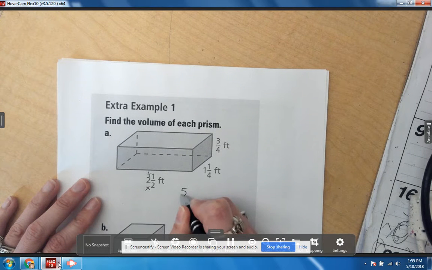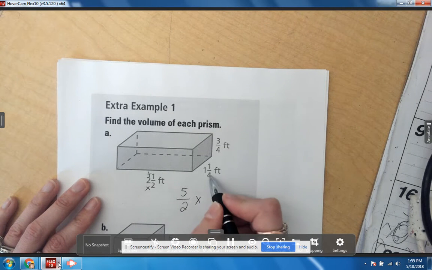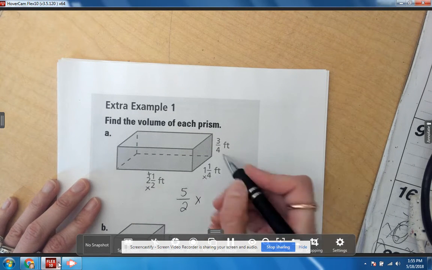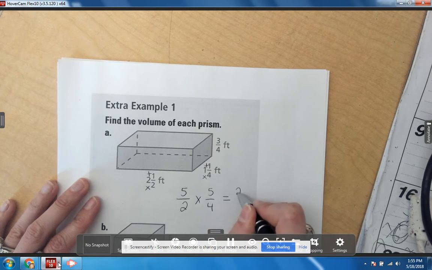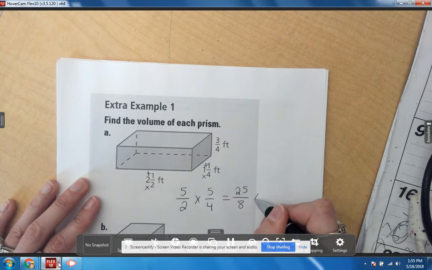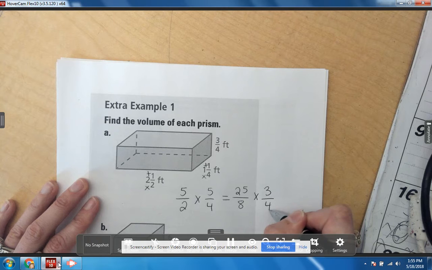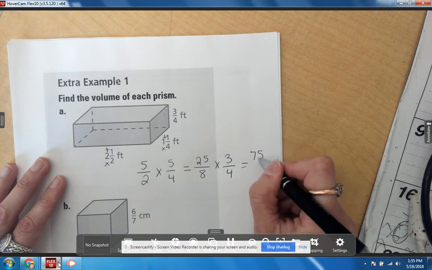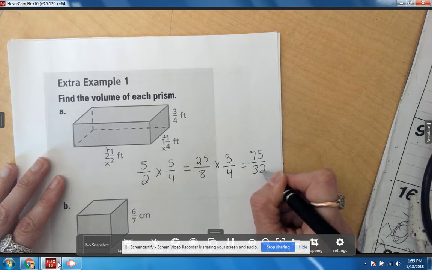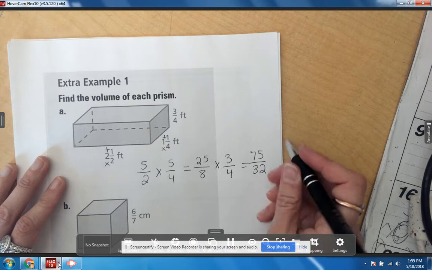So I get 5/2. Times, this is mixed, so I have to make it improper. 4 times 1 is 4, plus 1 is 5. 5/4. I can't cross cancel anything, so I'm going to multiply across. I get 25/8. I'm going to multiply that by 3/4, the final number. I can't cross cancel again, so I'm going to multiply out 75/32. This is improper. You can leave it improper.